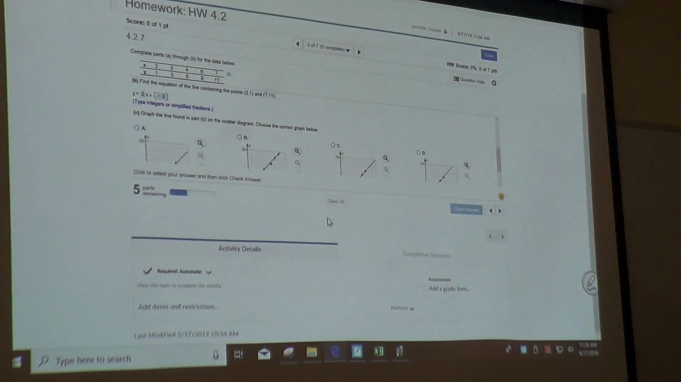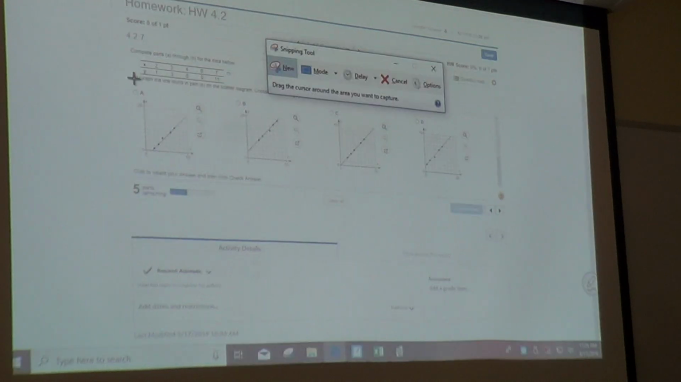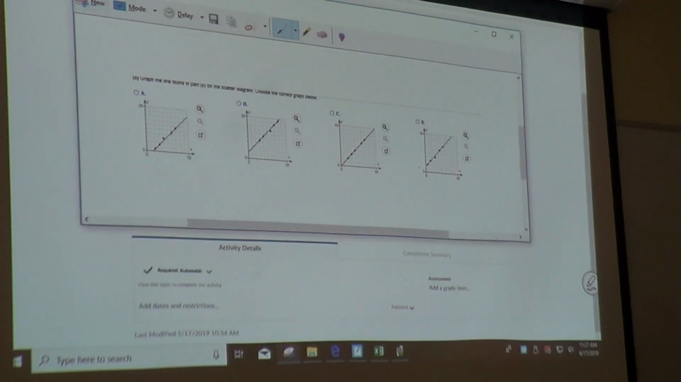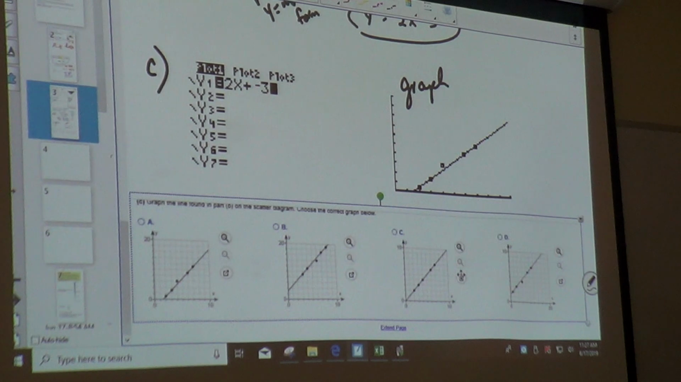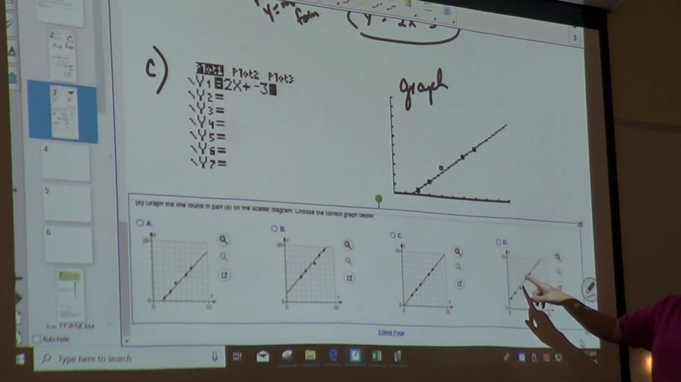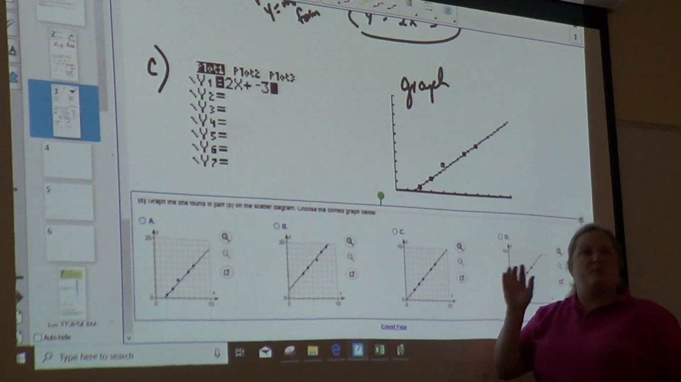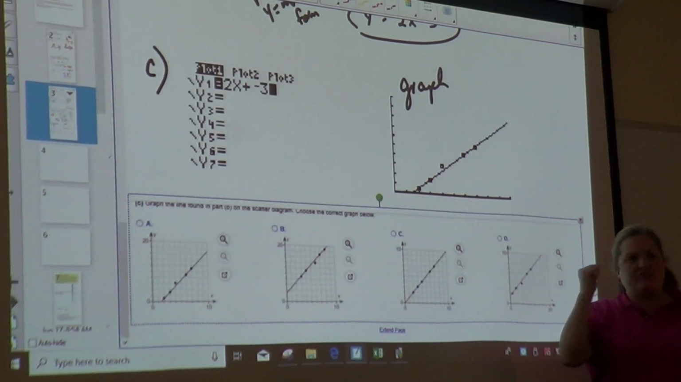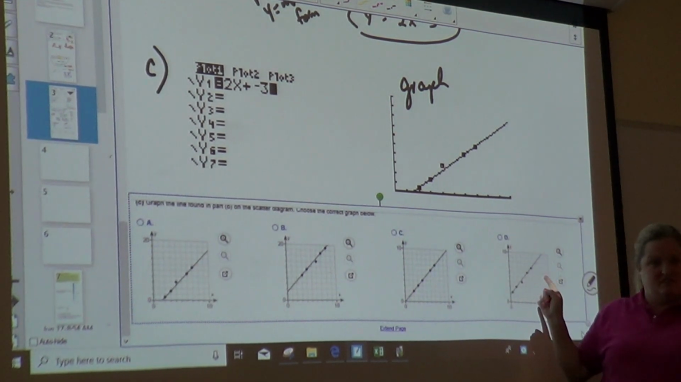So if I come back over, now we have to pick which one it matches. Copy, wrong one, and paste. Again, pay attention. These go to 10, this one goes to 20. These go to 10, this goes to 20. And I have several of you that are beating yourself up on the test going, I thought I knew what I was doing. It's little things like that that are going to get you.